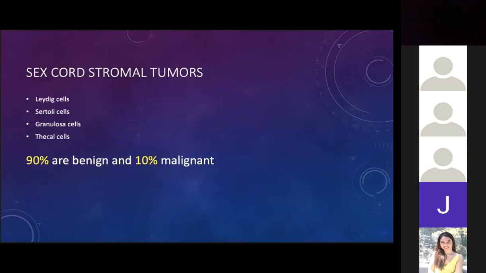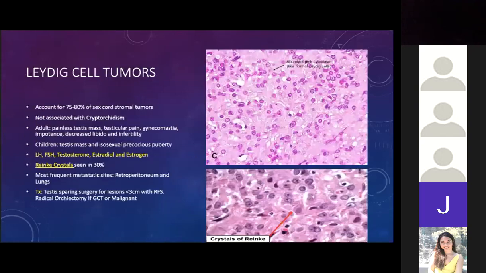So here, 90% are benign and 10% are malignant. For your Leydig cells, it accounts for 75 to 80% of your sex cord stromal tumors and is not associated with cryptorchidism. For adults, it presents as a painless testis mass, testicular pain, gynecomastia, impotence, decreased libido, and infertility.